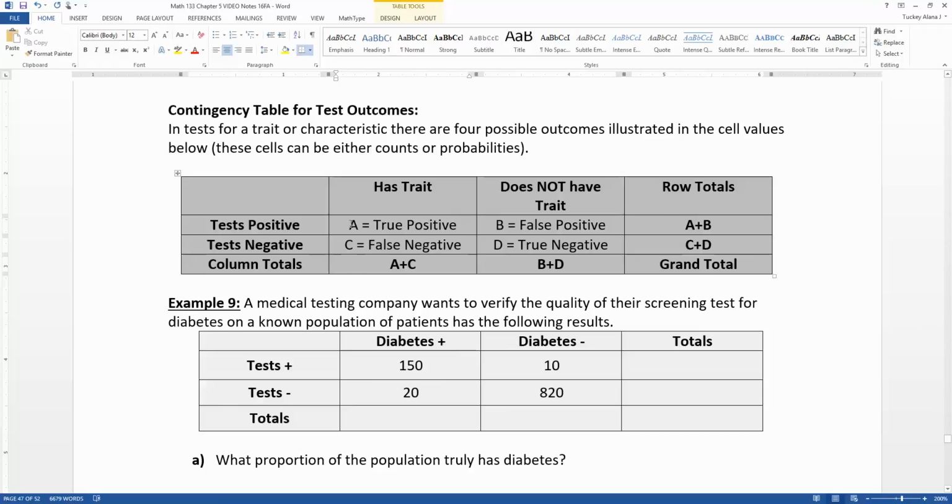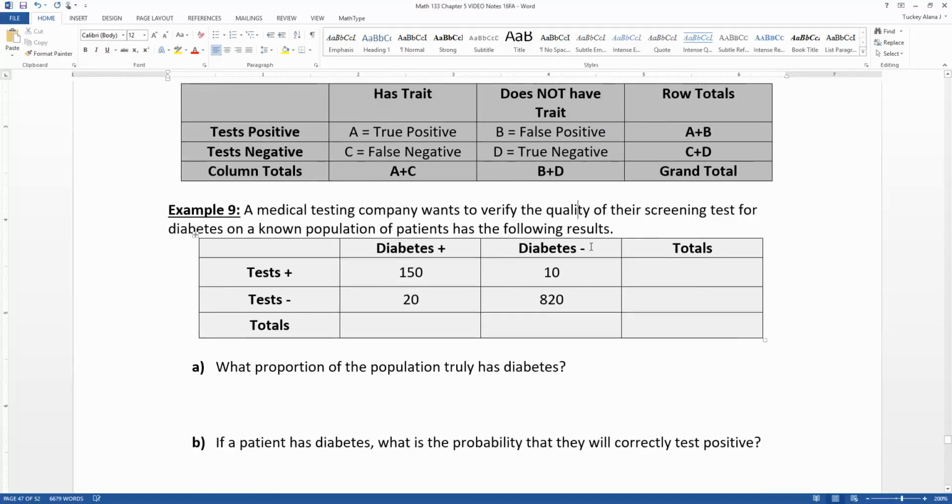Now, these people are all the people that test positive. So A and B together, that gets you your row total. These are all the people that test negative, C and D. But this column is all the people that truly have the trait. Some of them tested positive for it, some of them didn't, but they're the ones that have it, so that's A plus C. And these are the ones that do not have the trait, B plus D. Some of them tested positive and some of them tested negative. Now, it's kind of confusing in the abstract, so let's look at it for an example.